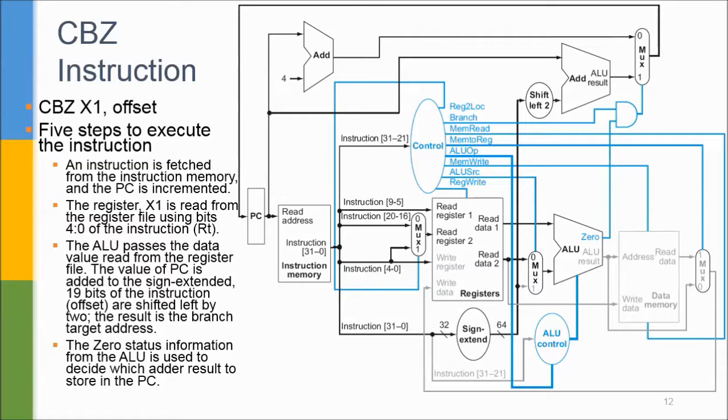The control lines, data path units, and connections that are active are highlighted in this figure. After using the register file and ALU to perform the compare, the zero output is used to select the next program counter from between the two candidates.